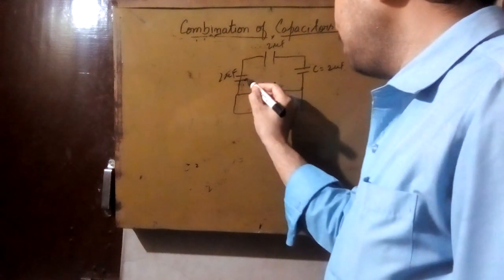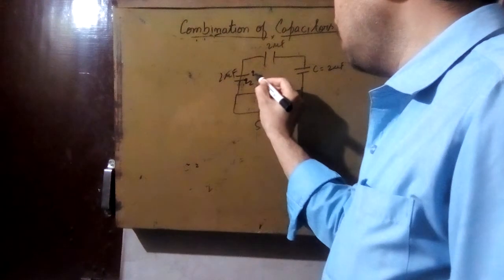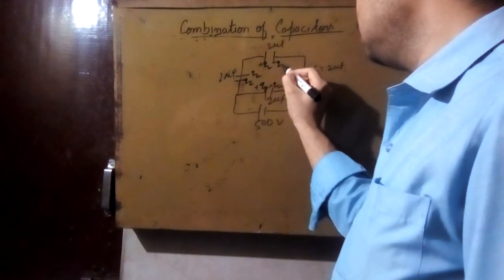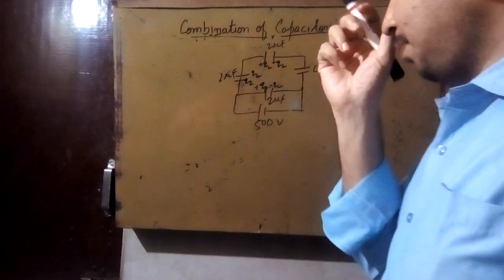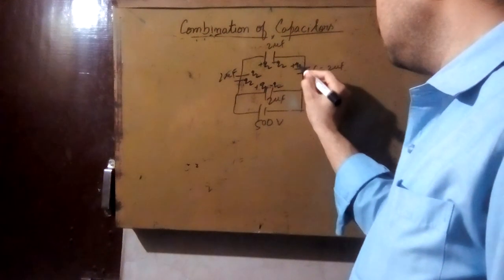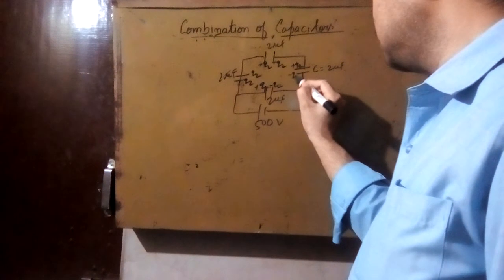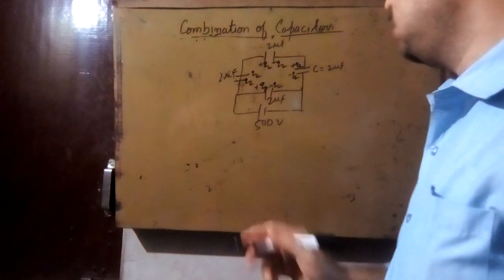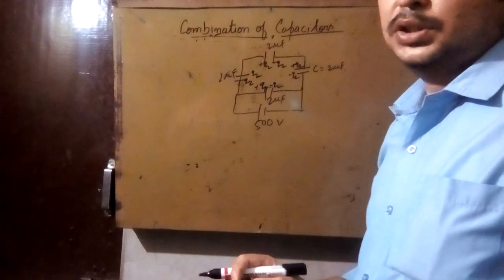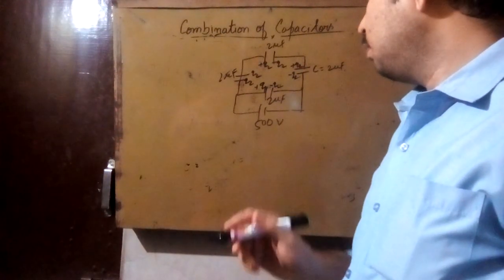Suppose Q2 charge appears on this. So minus Q2 will appear here. Plus Q2 will appear here. Minus Q2. Because they are in series, on all the plates Q2 charge will appear. So here plus Q2, and on this plate minus Q2. So you can see these are in series, so the same charge will appear. How much charge will appear on these 3? We can find it by the formula.